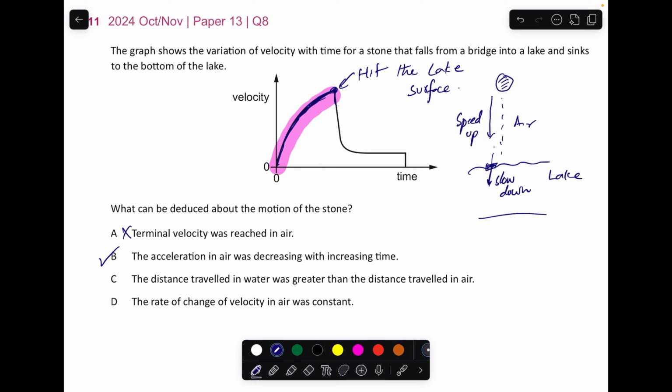And see, the distance traveled in water was greater than the distance traveled in air. If you see, in the water the distance traveled will be this much, and in the air it will be this much. So in the air it is clearly more as compared to the water. And the rate of change of velocity in air was constant. No, because it's not a straight line. So it's option B.